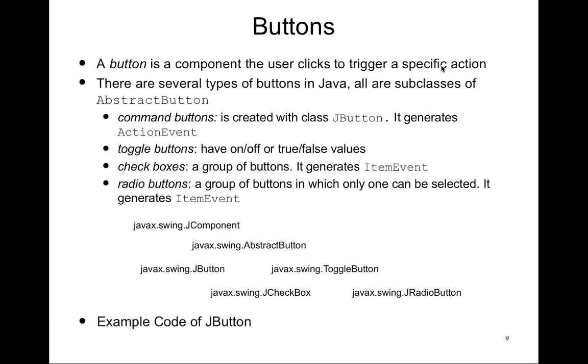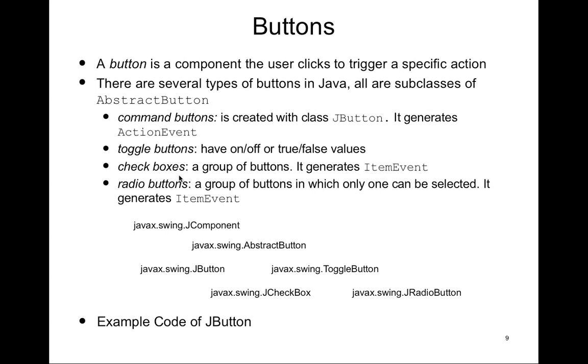We have command buttons, which are created with JButton. It generates an action event. Toggle buttons, check boxes, and radio buttons are all actually coming from the same hierarchy of buttons. A radio button or check box is actually a button because it's something you click on, and the on-click event that occurs is the action event. Toggles are on-off, a true or false value, and then a group of buttons might generate an item event, such as clicking on one of a series of five radio buttons.